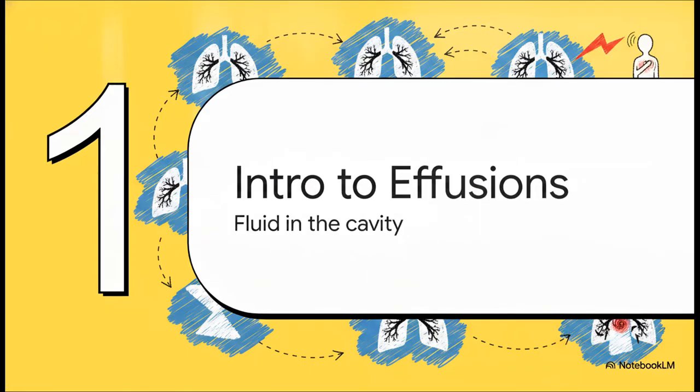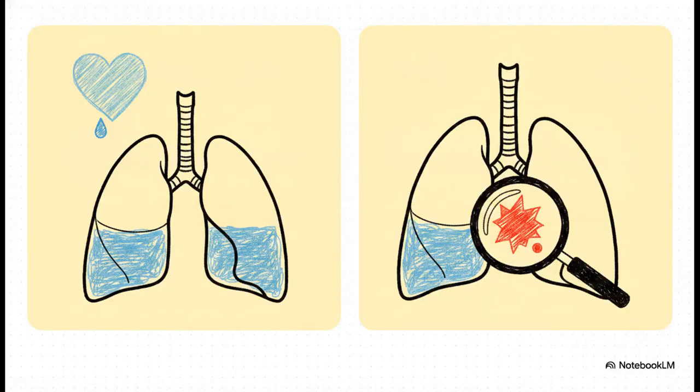Section 1, Introduction to Pleural Effusions. Now, normally, the pleural cavity is this incredibly thin, tightly regulated space with just a few teaspoons of lubricating fluid. But in an effusion, excess fluid abnormally accumulates. Whether your patient is completely asymptomatic or presenting with severe dyspnea and sharp pleuritic chest pain, our primary job is to find the source. Broadly speaking, we classify the cause of this fluid into two main camps.